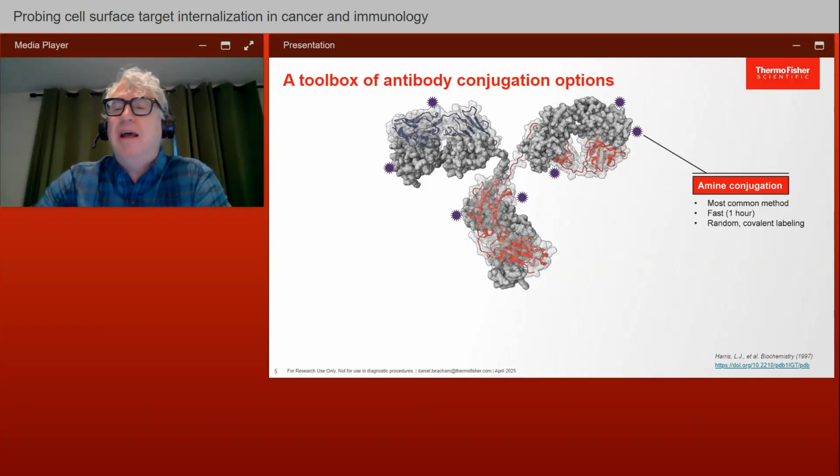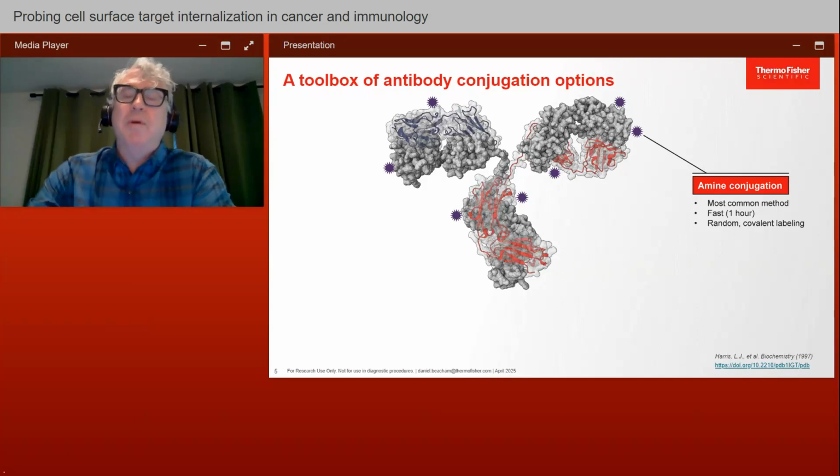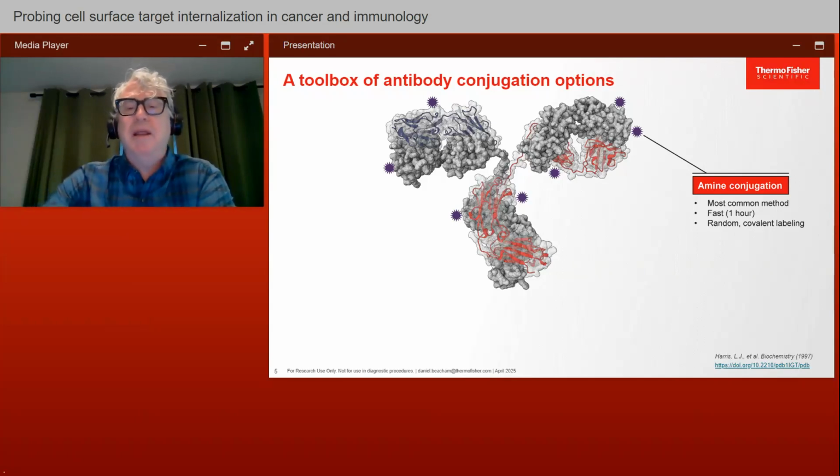And it's fast, it's effective, it is at random, and so you have to be careful to control the degree of label and some other considerations, like where you're labeling. You want to be sure you can avoid modifying too badly the target recognition sequence, for instance. But it's a convenient and easy way to simply label up an antibody and visualize it in either live or fixed cell endpoints.